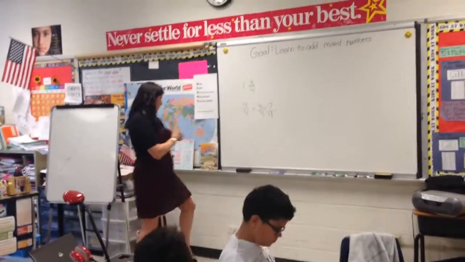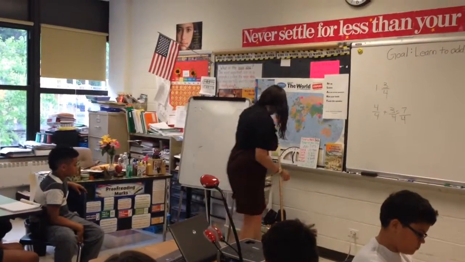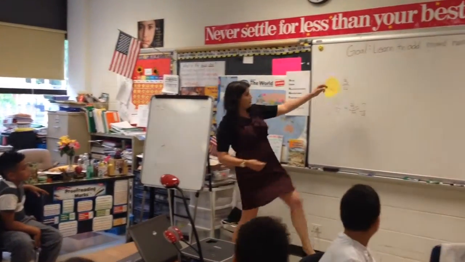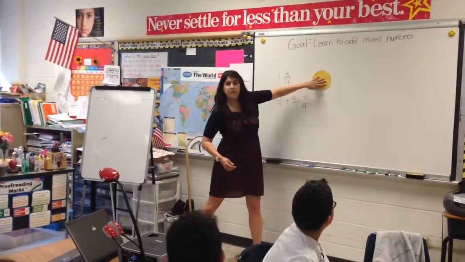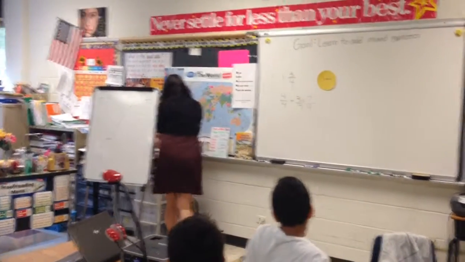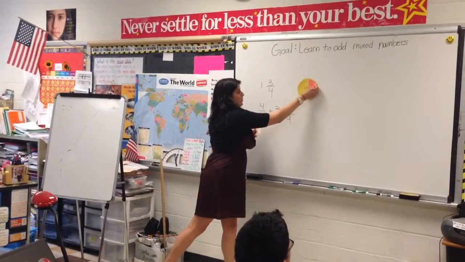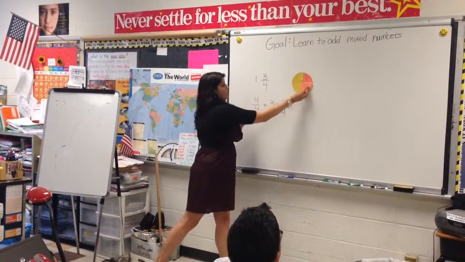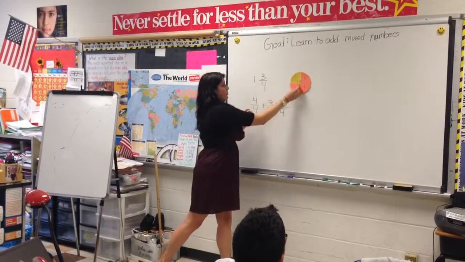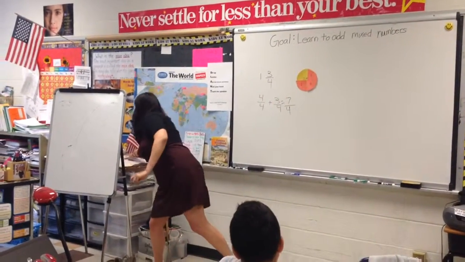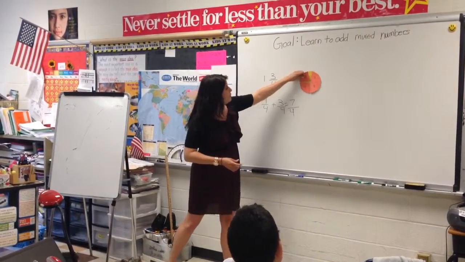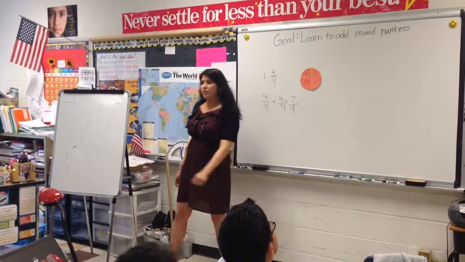So I'm going to put up our fraction model of 1 and 3/4. So we have our 1, which is the whole, right? Our 1 is made up of 4/4, right? So we have 1, we have 2, we have 3, and we have 4. Right? How would I show 3/4?